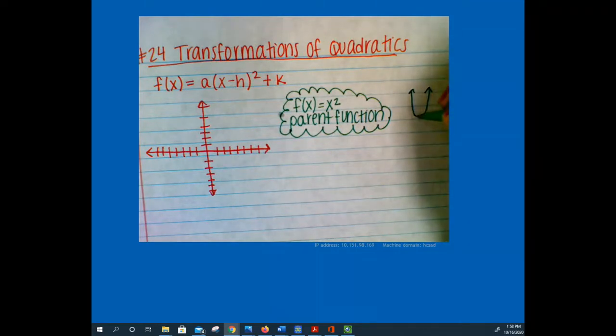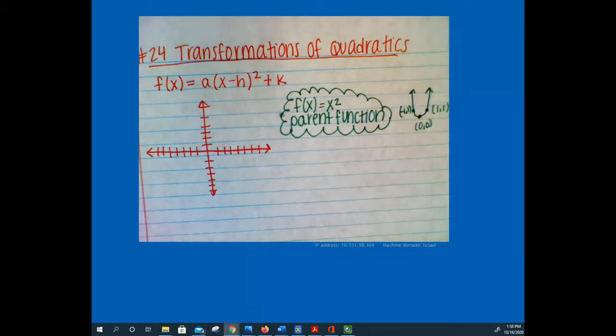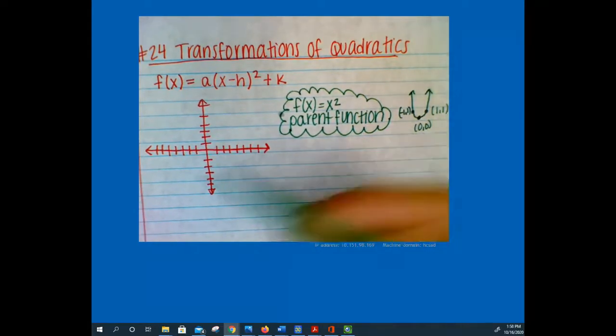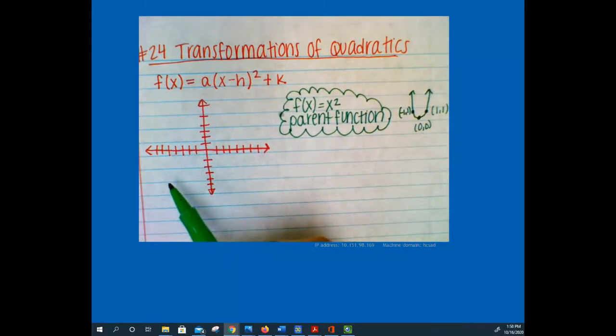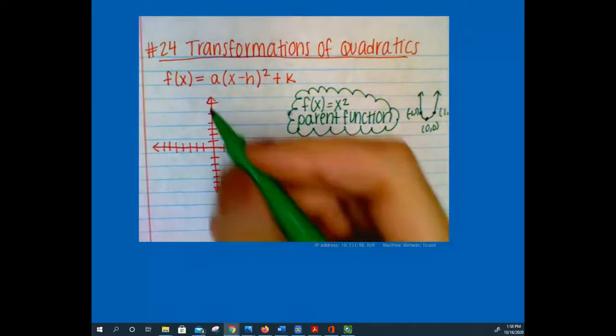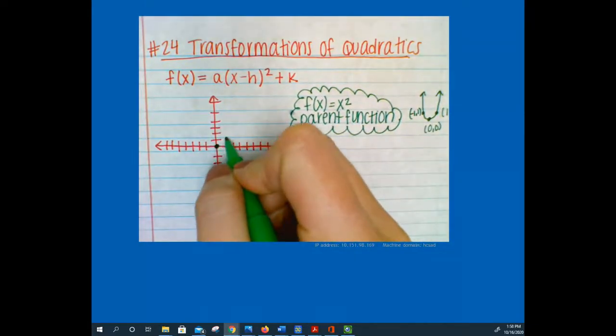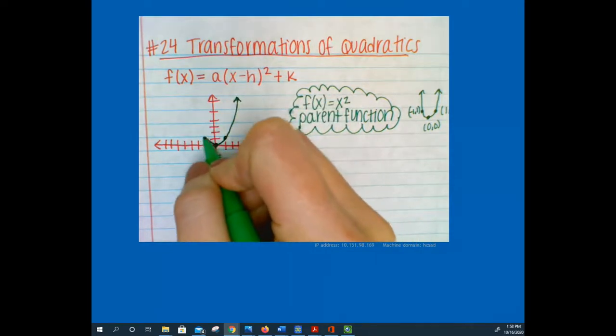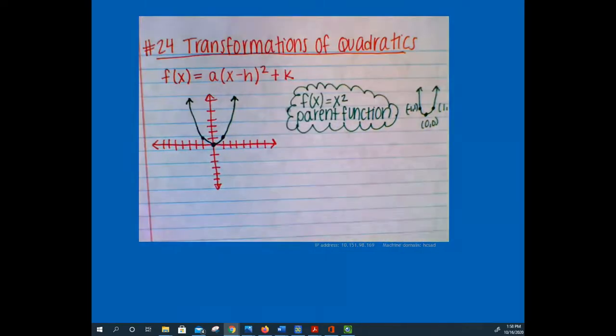So x squared is what makes it a U shape. These points, 0, 0, 1, 0, and negative 1, 0, are always there on the parent function. Whenever we are graphing something and trying to figure out what's happening to it, we start with that parent function. I'm just going to rough sketch, and this is also what we look at to see how it moved.